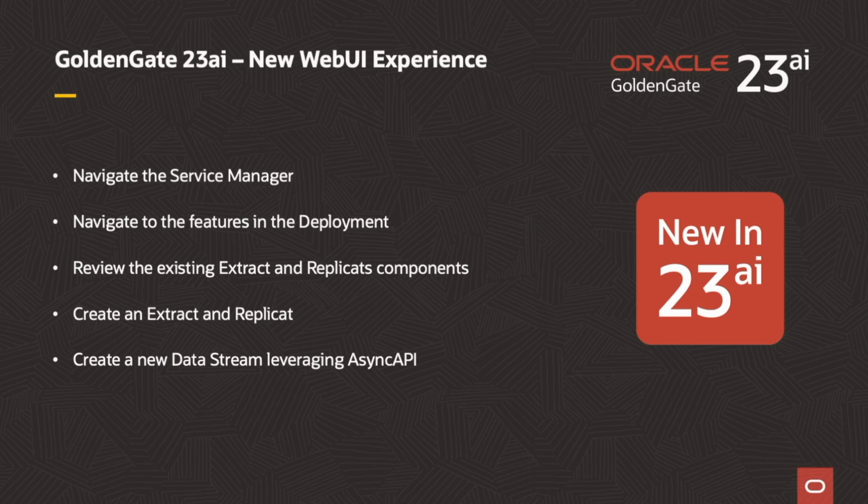We will look at the pre-created extract and replica groups, and we will also walk through the process of creating a new extract and replica in a hub architecture. Finally, we will create a new data stream that leverages a sync API and enables applications to efficiently subscribe using a publish and subscribe model. So let's get started.